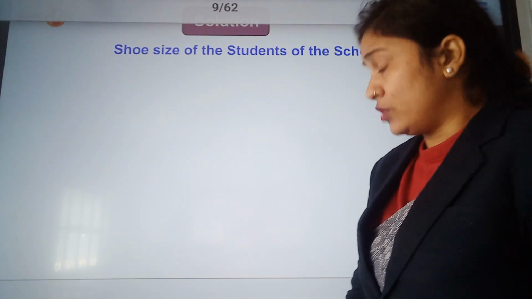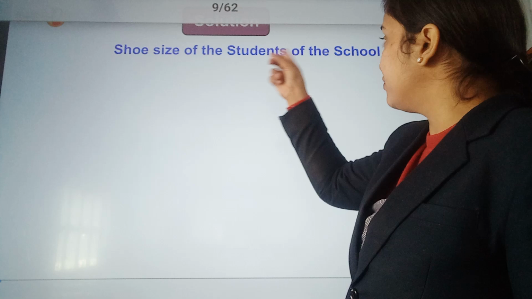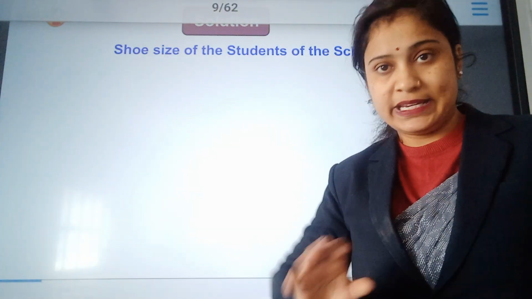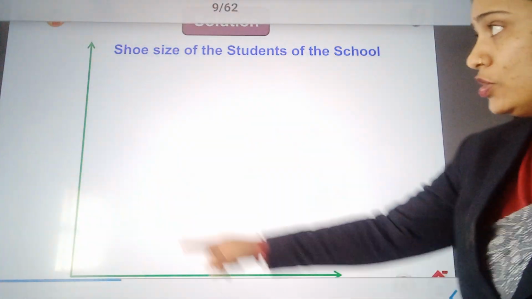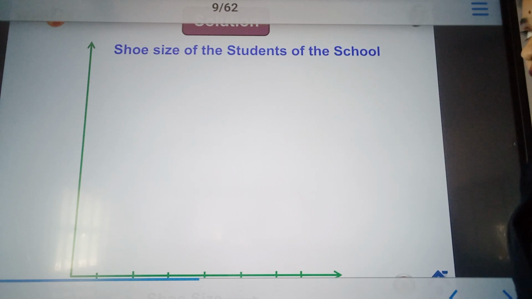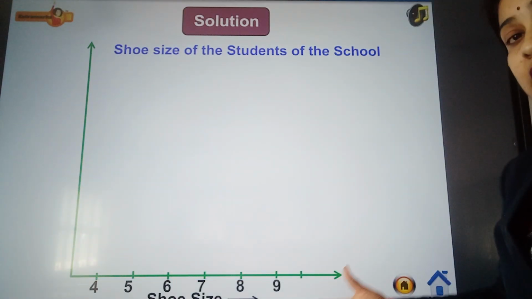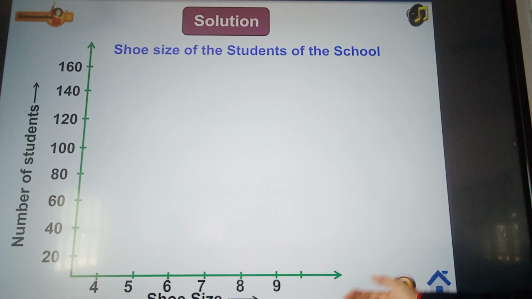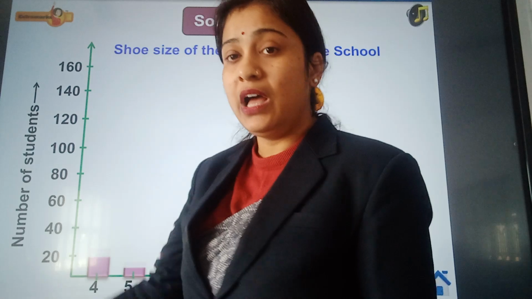Now first we have to write the title, and the title here is shoe size of the students of the school. So title is done. Now we will draw two axes which are mutually perpendicular. So can you see these two axes which are mutually perpendicular? So now we have to select along which axis we will mark the frequency. So here along the x-axis we are marking the shoe size, and the frequency we are marking along the y-axis.